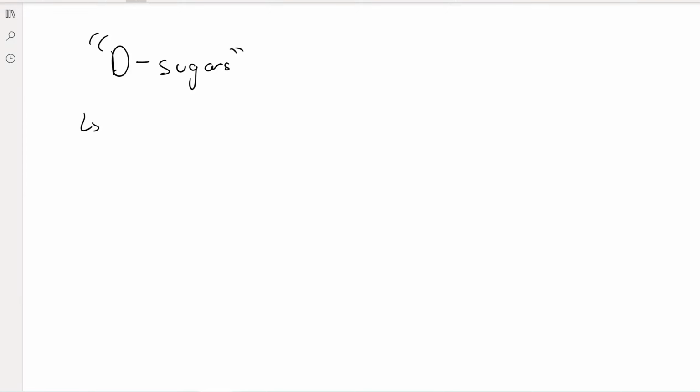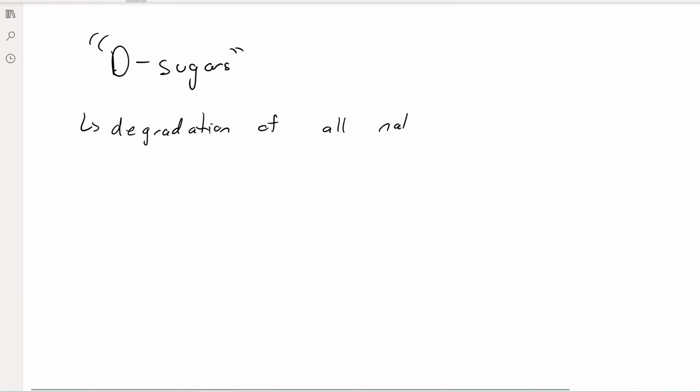All right, so next topic is D sugars. The interesting thing about sugars and other components of life is that the degradation of all of these compounds leads to a certain enantiomer. So in this case, the degradation of all natural sugars leads to D-glyceraldehyde. We don't get any of the L version.